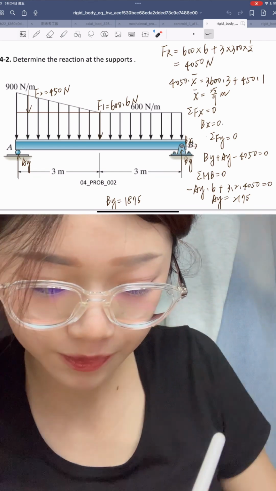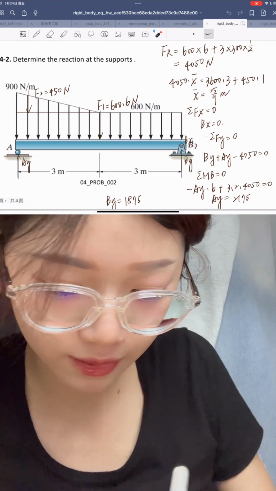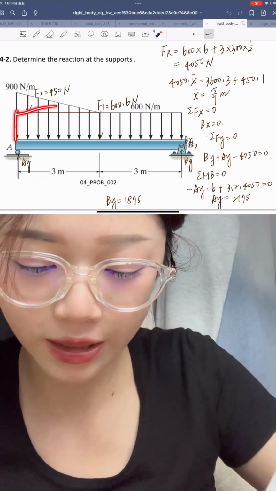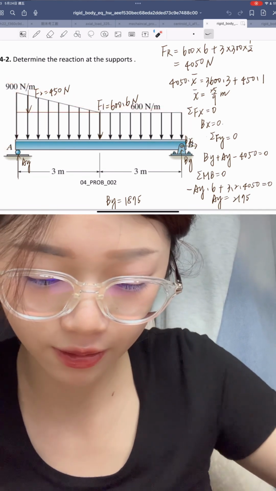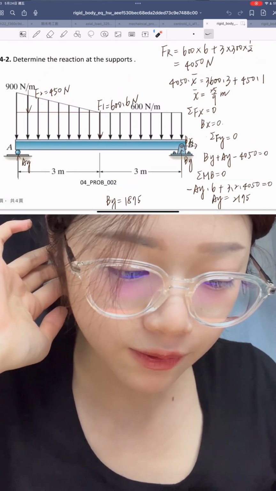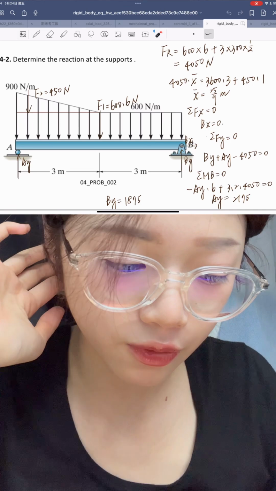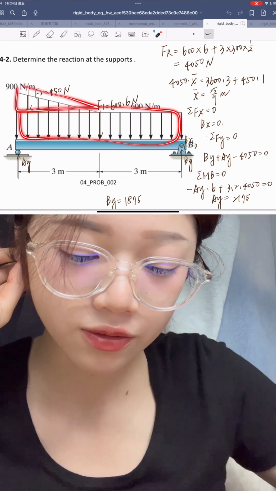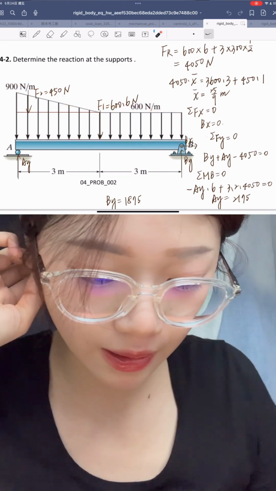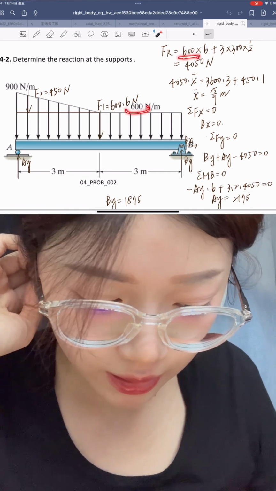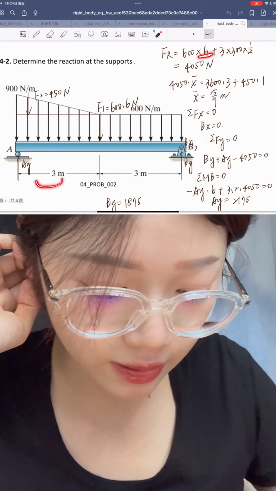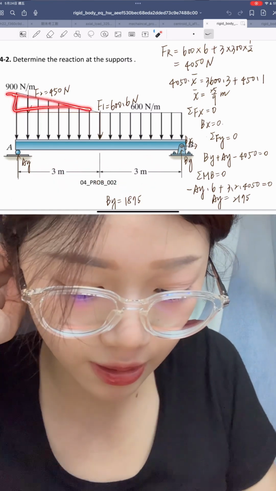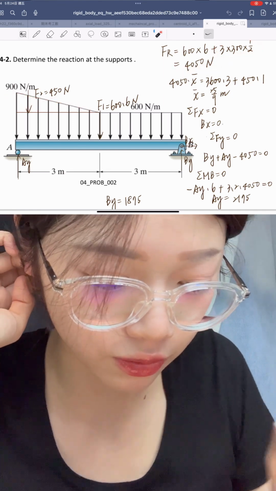So we have the rigid body AB, and here is the area, and I have to cut it into two areas, this square and this triangle. If we need to know the total force, we have to calculate the area of this square and this triangle's area. This 6 is 3 meters plus 3 meters, so this is 6 meters, and the triangle's area is like this, and we have to know the total force.